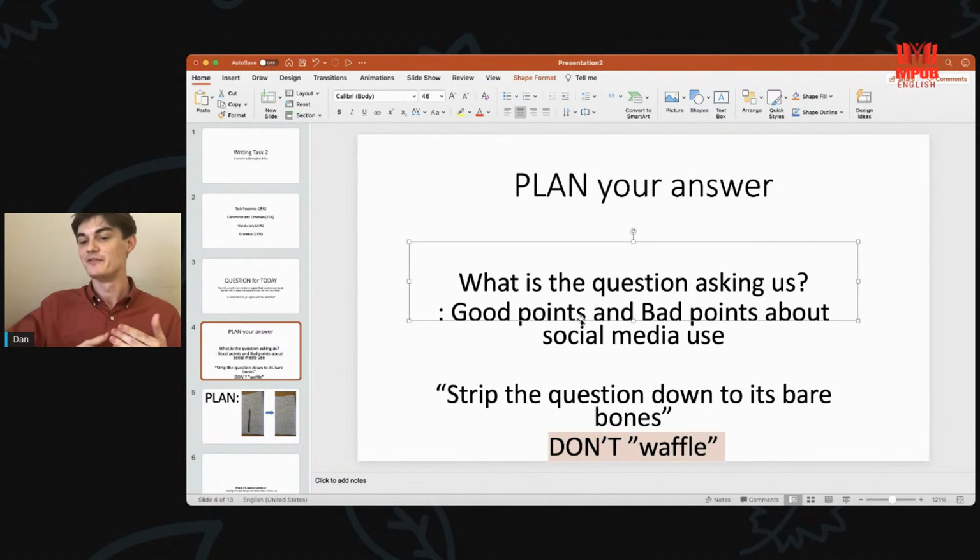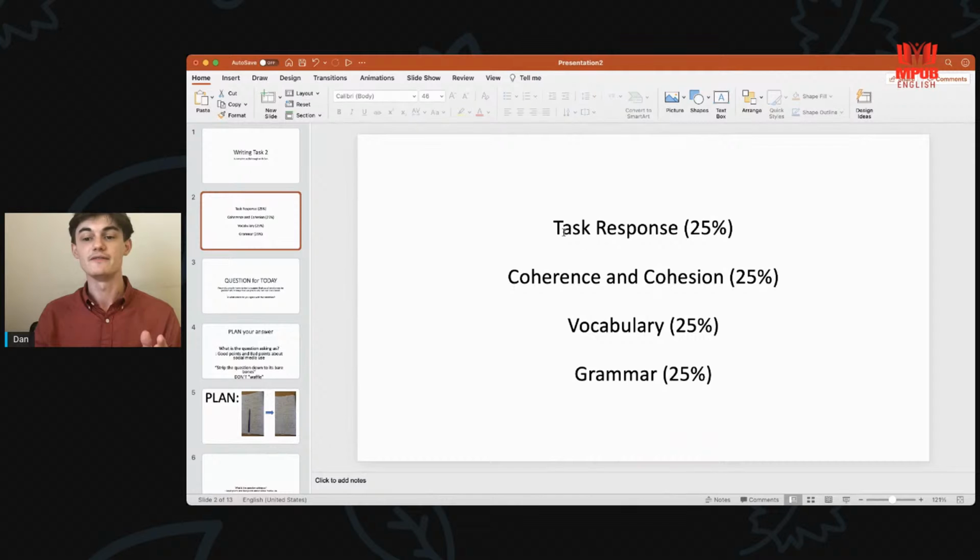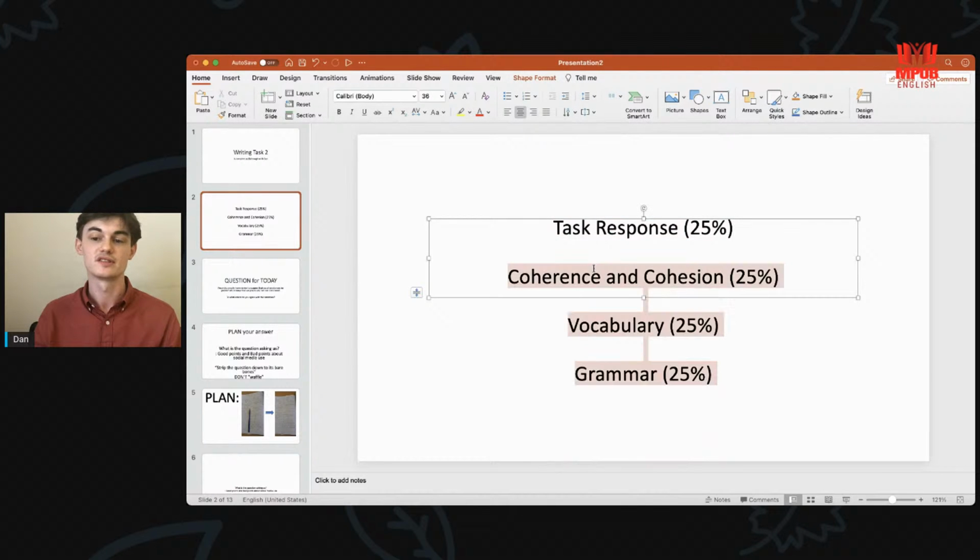Like, you might have revised food particularly before the exam. You get in the exam and you see social media come up and you're like, oh no, I've got to get all my food vocab in somehow. Don't do that, guys. Try to keep on the topic. Try to make sure you're answering the question properly, because you'll achieve highly in task response. I'll just make those a little bit bigger for you guys.